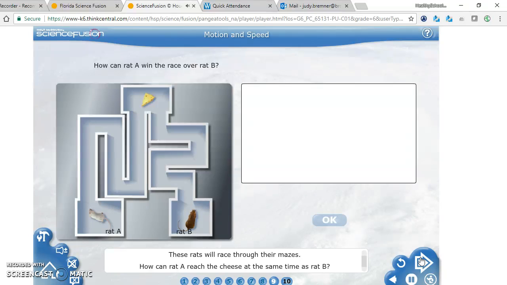These rats will race through their mazes. How can rat A reach the cheese at the same time as rat B? Type your answer in the box. Click OK when you are finished.